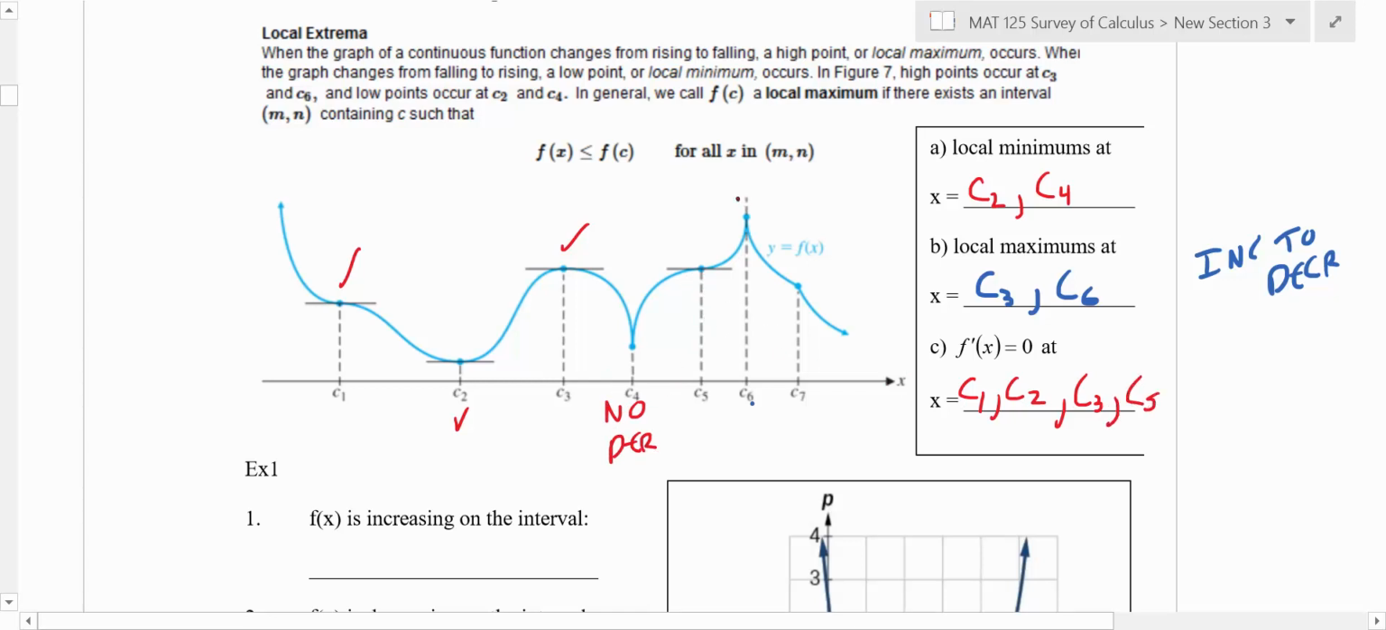How about C6? Sharp point? No derivative. We've talked about that. C7, anything happening there? It's a sharp point, so really, there's no derivative. So those would be the places on that.